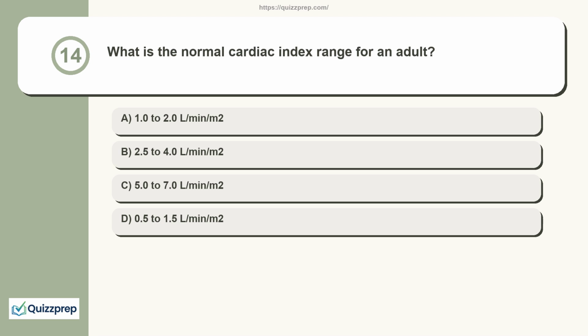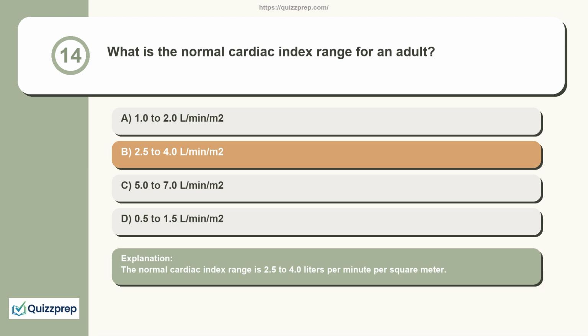Question 14. What is the normal cardiac index range for an adult? 1.0 to 2.0 L/min/m2, 2.5 to 4.0 L/min/m2, 5.0 to 7.0 L/min/m2, 0.5 to 1.5 L/min/m2. The normal cardiac index range is 2.5 to 4.0 liters per minute per square meter.